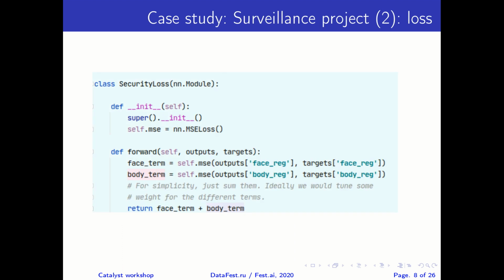So here the loss function would look something like this. It would be a weighted sum of the different loss terms. Here, for simplicity, I'm just summing them. But obviously, in a real-world project, you want to also put some weight on tasks which are more important.